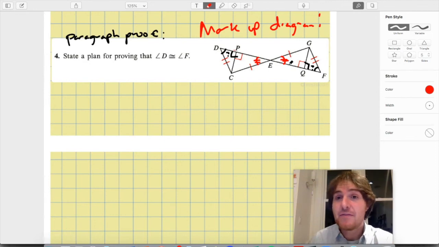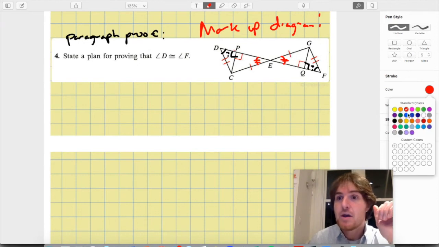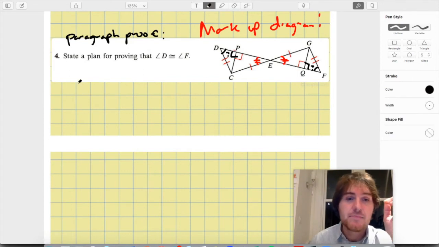So once I have that these two triangles are congruent by angle, side. Look at this, angle, side. So what I'm going to say here is, maybe I'll write this as a paragraph proof. You don't have to do it.